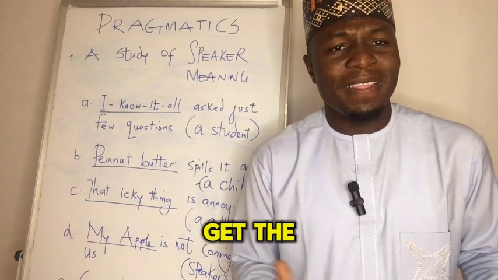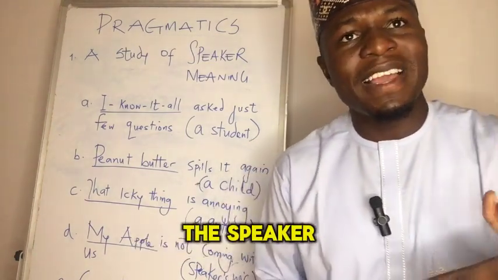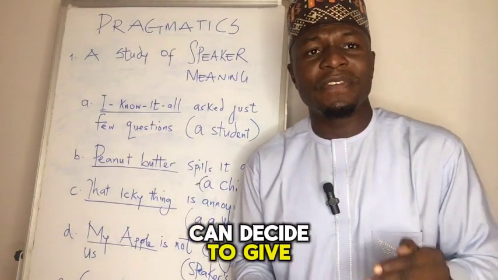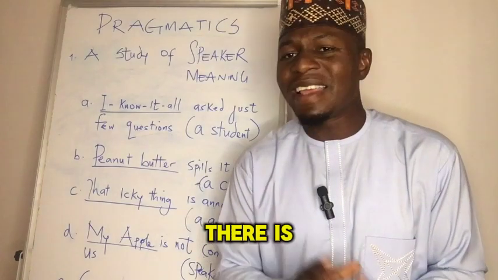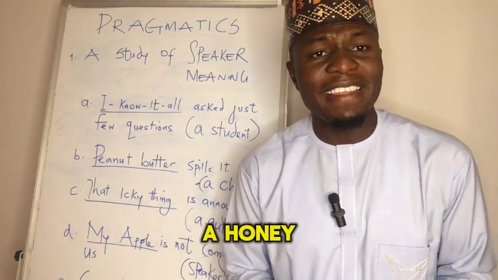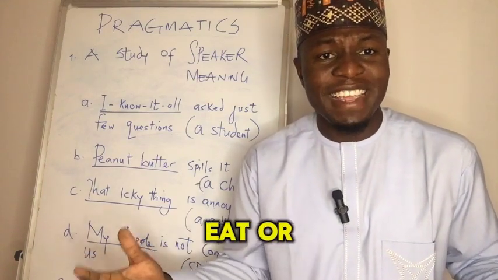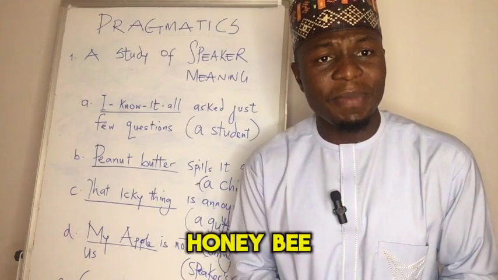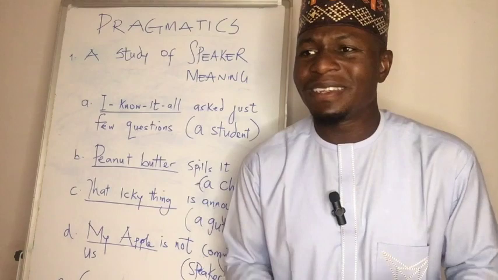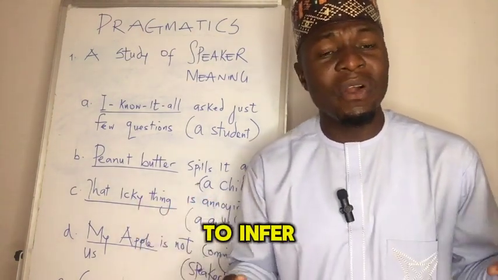So, how do we get the meaning of the words we use? It is through the speaker's intention. A speaker can decide to give any meaning to any words. There is no limitation to that. An apple can no longer be a fruit. Honey can no longer be the sweet substance we eat or take from the honeybee, but rather it could be something else. It could be a symbol of love, depending on the speaker's intention and the listener's ability to infer correctly.